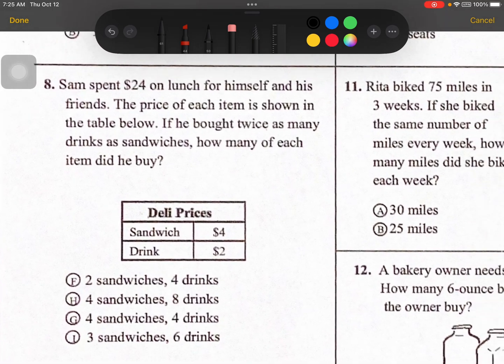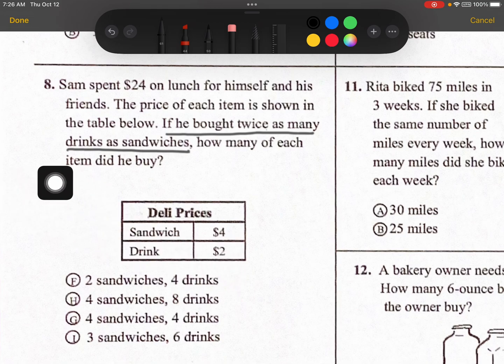Number 8. Sam spent $24 on lunch for himself and his friends. The price of each item is shown in the table below. If he bought twice as many drinks as sandwiches, how many of each item did he buy? This is very important. Twice as many. Okay, sandwiches are $4, drinks are $2.